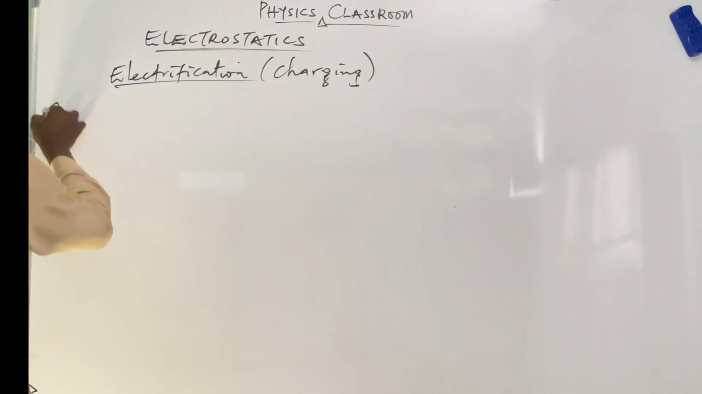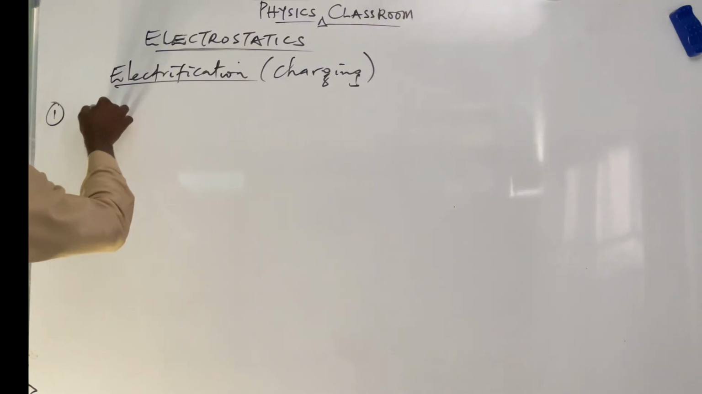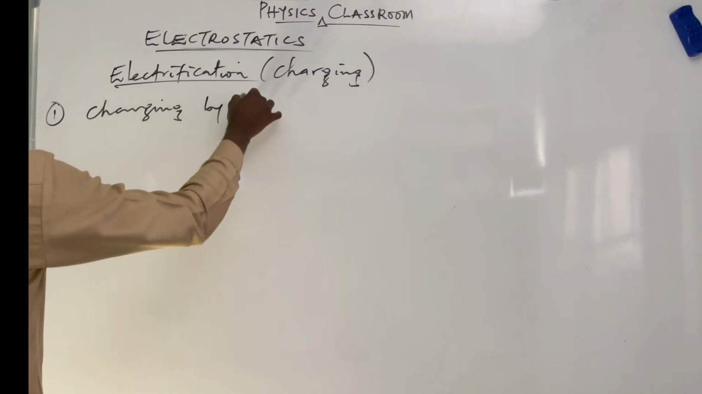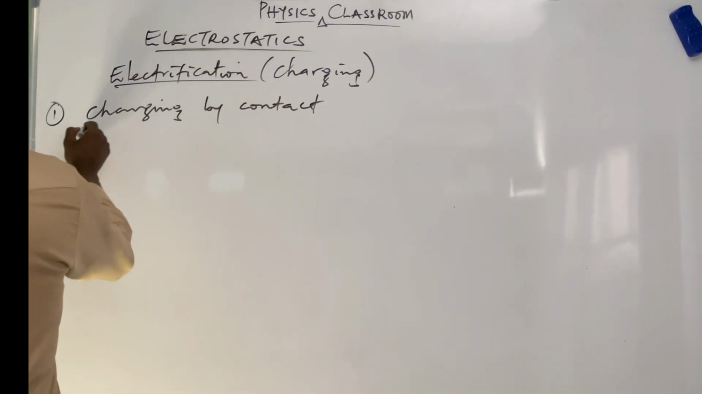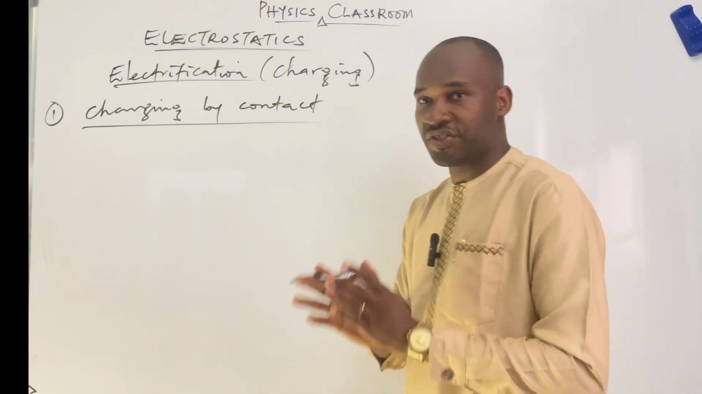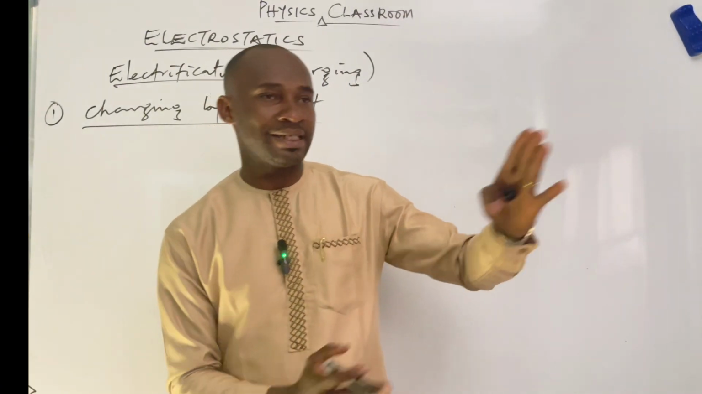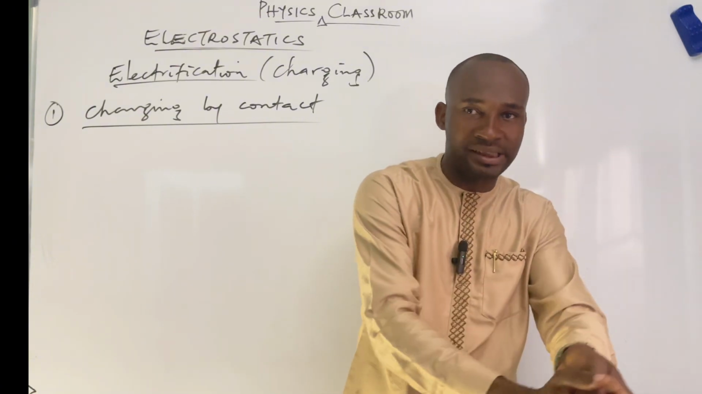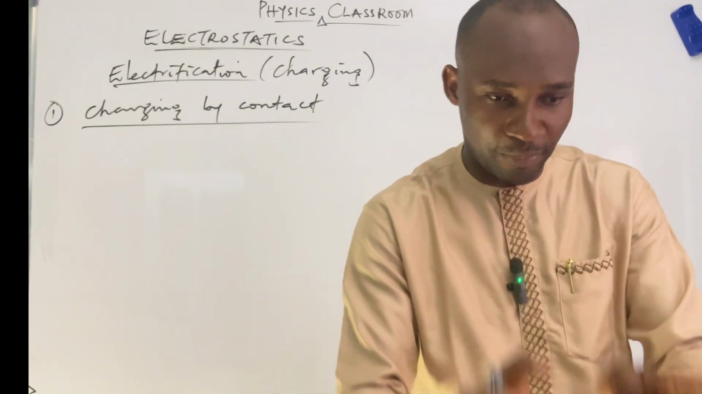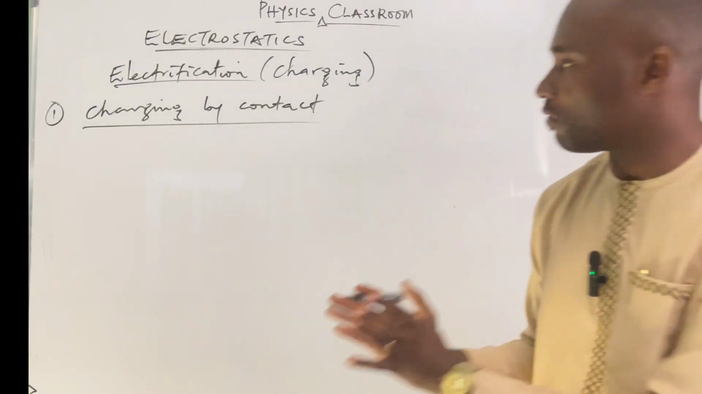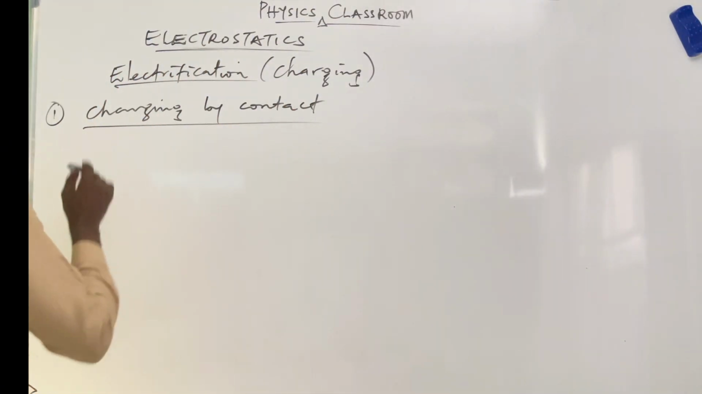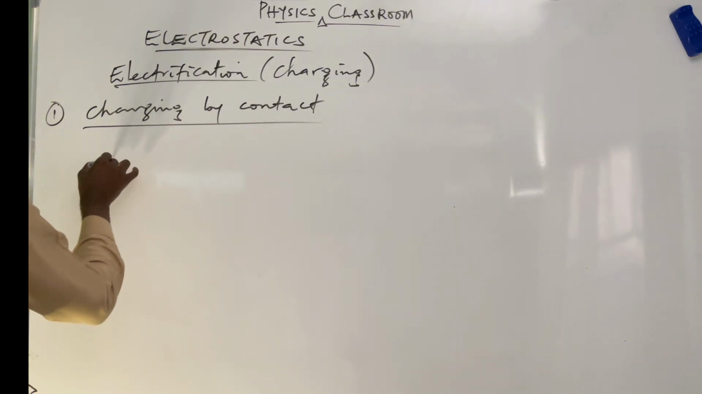Now, we can consider charging by contact first. Charging by contact. How do we do this? This is the placing of a charged body to be in contact with a neutral body. We place a charged body to be in contact with a neutral body. Let me give you a diagrammatic illustration to this effect.